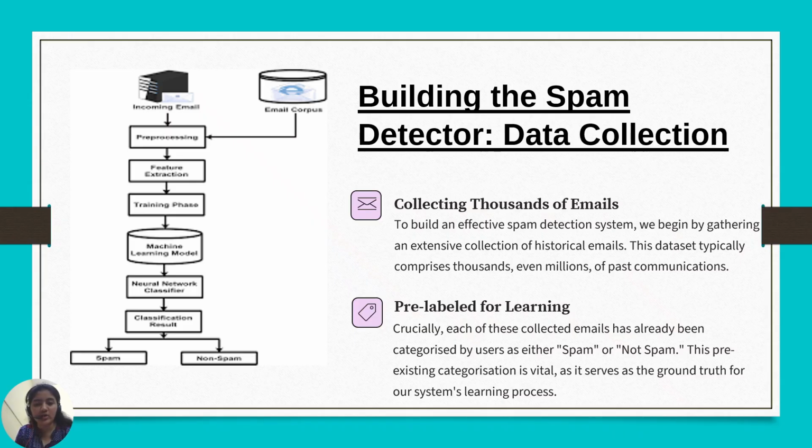The most important point here is that each of these emails is already marked by the users as either spam or not spam. This previous marking acts as a reference for the system. By looking at these already classified emails, the system gets examples of what spam emails look like and what genuine emails look like. This historical email data becomes the learning material for the system to work efficiently.